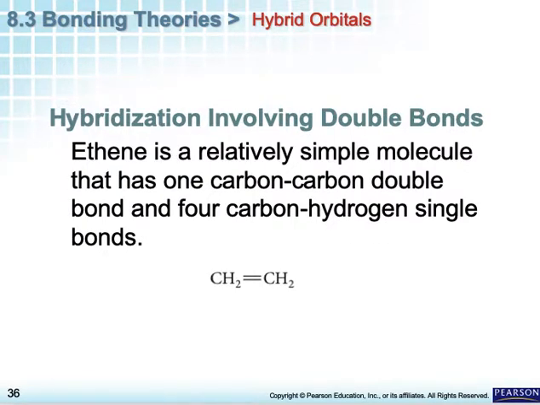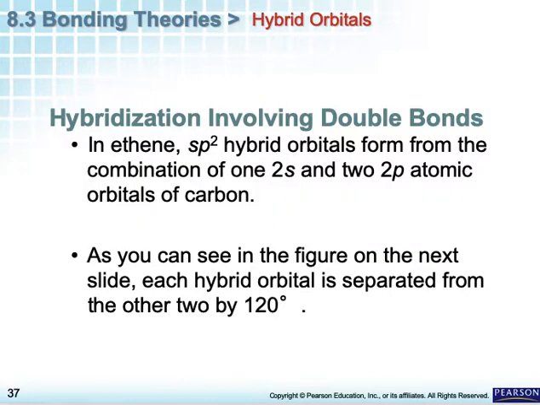Ethene, which has a carbon-carbon double bond, now has a different type of orbital hybridized because one of our p orbitals will remain unhybridized, and the s orbital will hybridize with 2 p orbitals to give us sp2, and then we have a bond angle of 120 degrees.